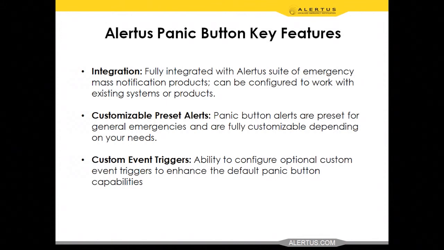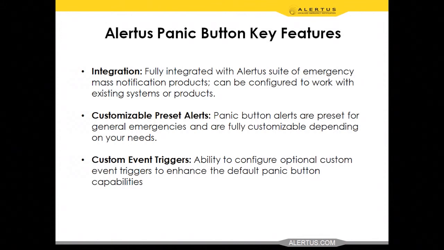But really, with the Alertus panic button, there are 3 key features that I want to highlight. One is integrated. It's fully integrated with the Alertus suite of emergency mass notification products. It'll work with your existing systems. It'll work with the Alertus network. So as soon as you push that button, you can program it and tell it exactly what to say, where to say it, and which devices to go out to.